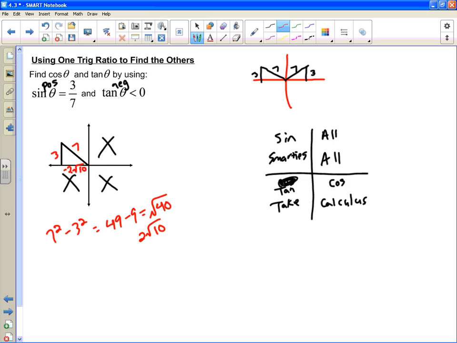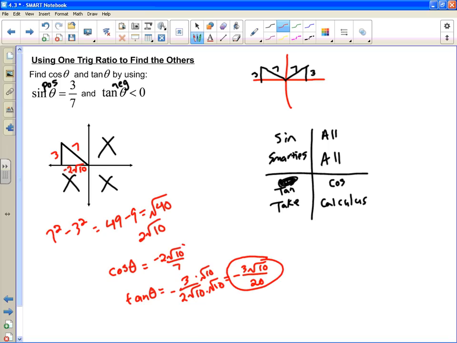So I want to know cosine and tangent. Cosine of this would be adjacent over hypotenuse, which is negative 2 square roots of 10 over 7. I also want to know what tangent of it is, and tangent of this is opposite over adjacent, which is negative 3 over 2 square roots of 10. I'd rationalize that and get negative 3 square roots of 10 over 20. Okay, so this would be my 2 answers that I had.